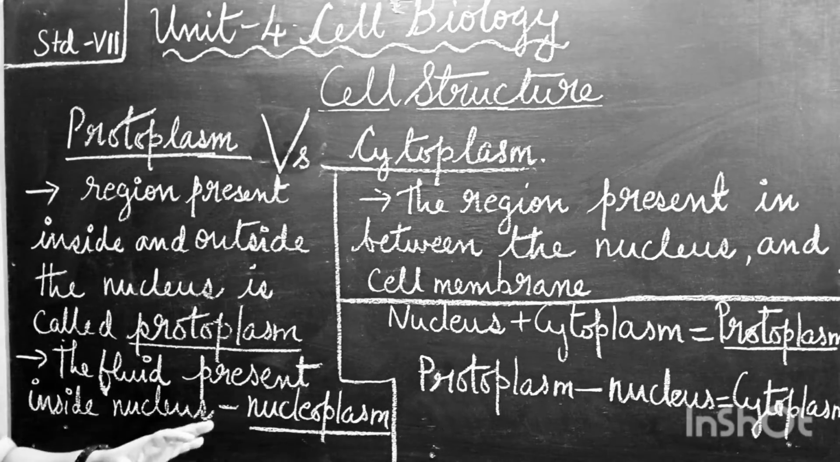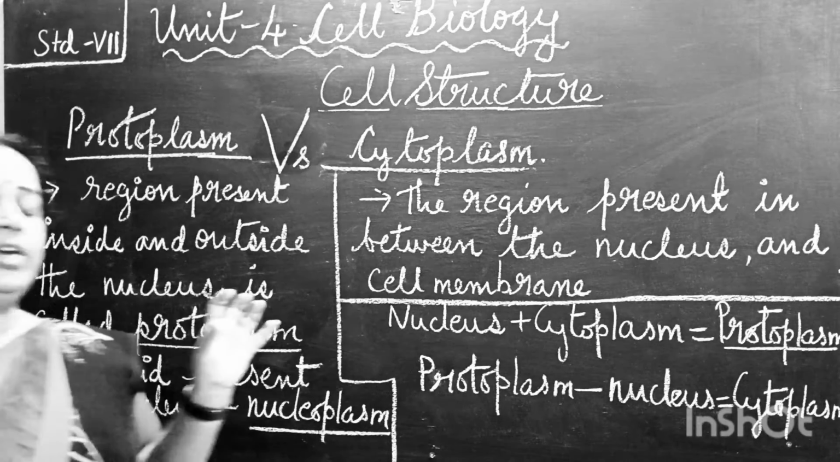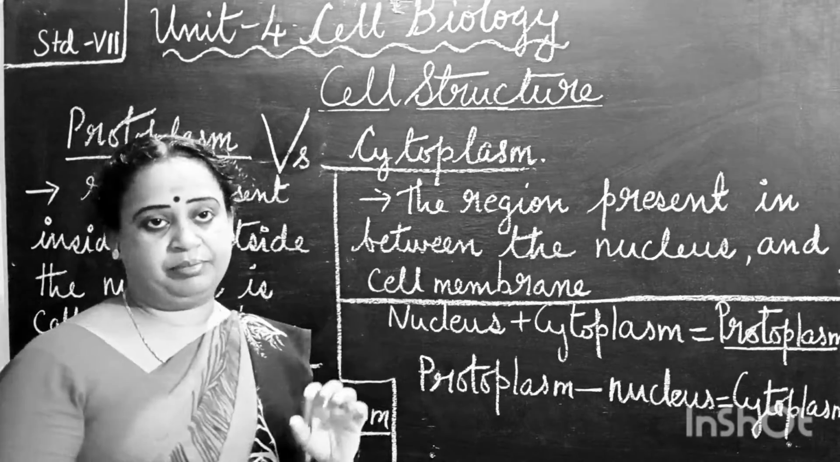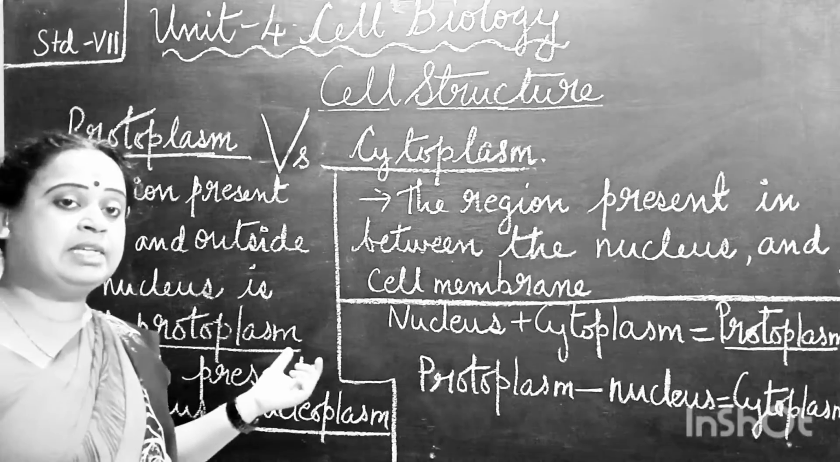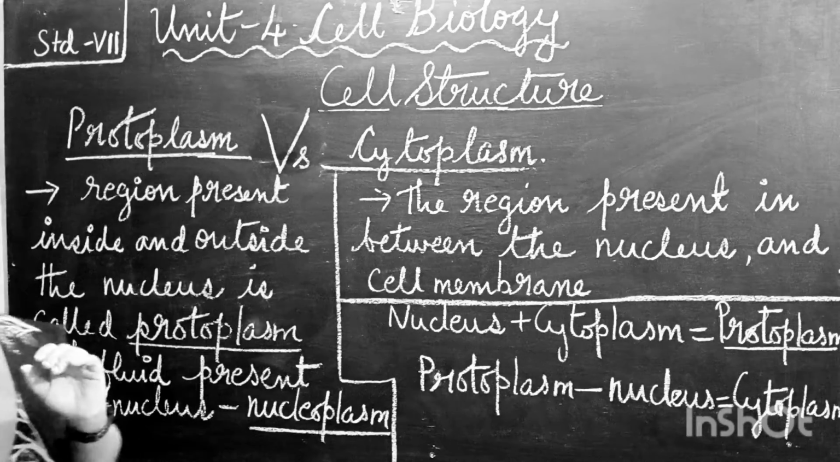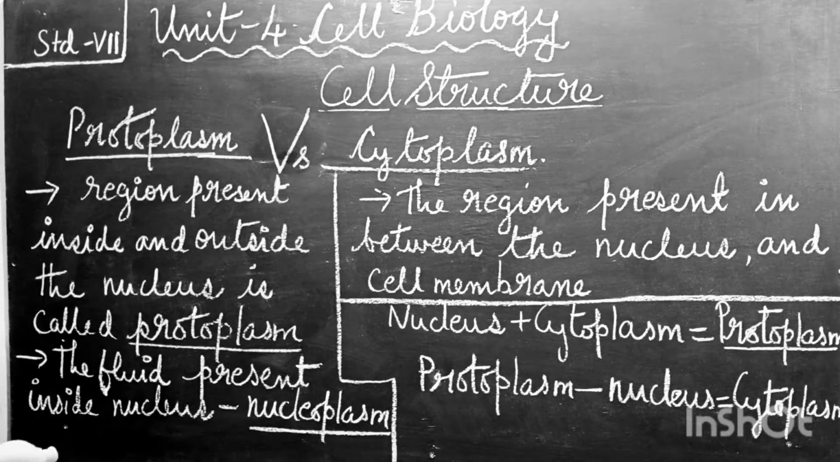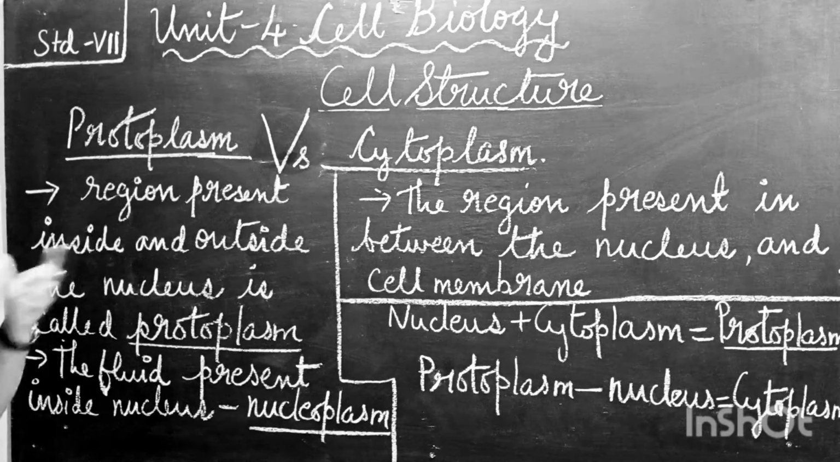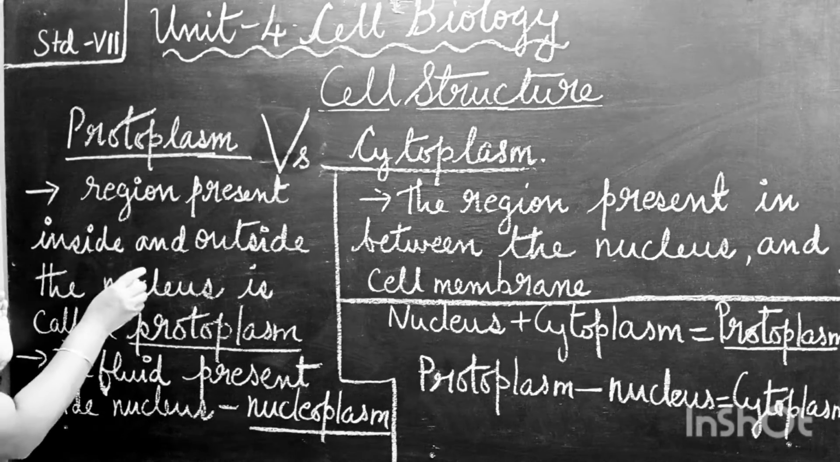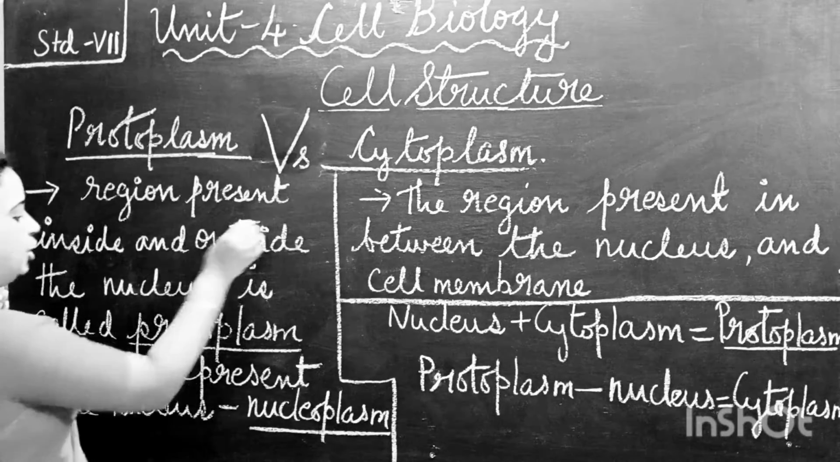Whereas in animal cell, when we study, we call the cell interior of an animal the cytoplasm. Whereas in the plant cell, the cell interior we consider as protoplasm. Now what is protoplasm? Protoplasm is the region present inside and outside the nucleus.